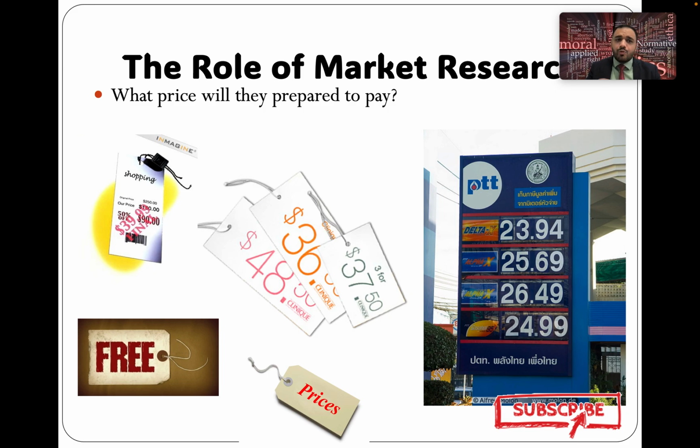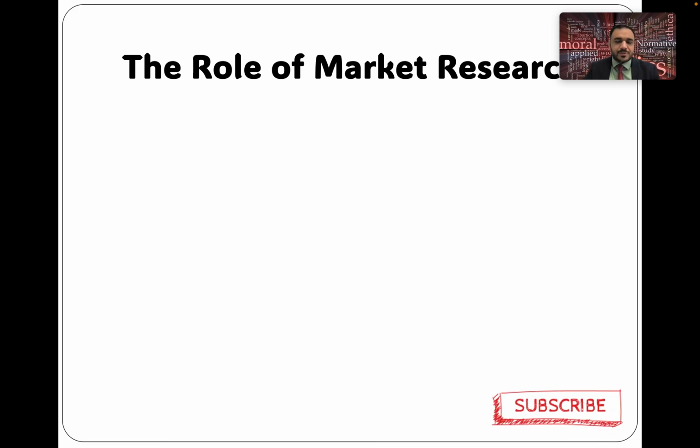Then, what price will they be prepared to pay? For example, you make a product, they like it, but you charge a very high price for that. So of course they will not buy it. So we need to research how much money they can pay for the product, and accordingly you have to produce that product. This is also the role of market research.